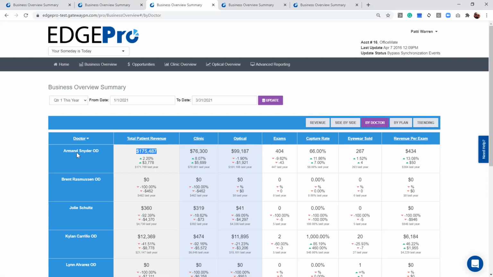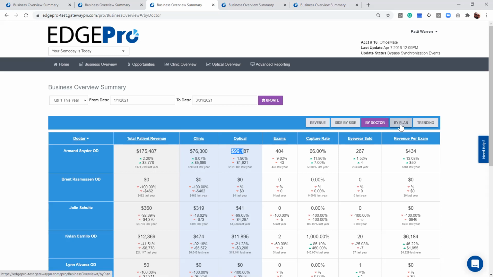So we can see that Dr. Schneider here has $175,000 overall. It is $76,000 in the clinic and $99,000 over here in the optical. Now, we do gain a few more things in this particular dashboard, and it's some exam counts, your capture rate, your number of eyewear sold, and here's that their clinic revenue or the total revenue per exam.